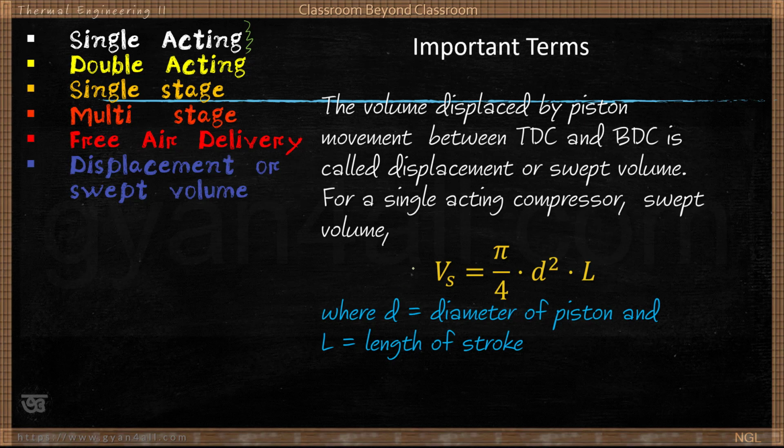We all know the formula also. Swept volume Vs equals pi by 4 d square into L, where L is the length of the stroke. So these are the important terms: single and double acting, single and multi-stage, free air delivery, and displacement or swept volume.